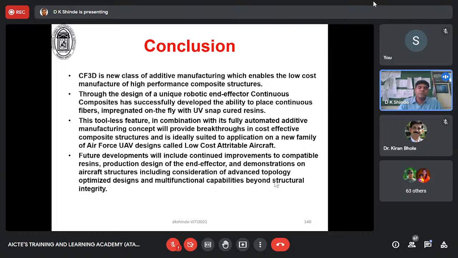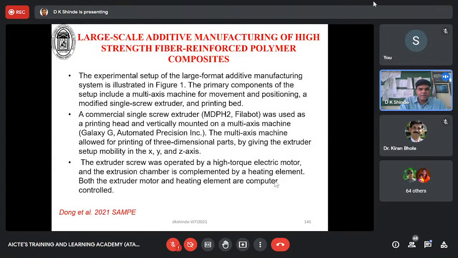like India is also doing the Udan. They can also think about this kind of manufacturing of low size or low capacity aircraft. Future development will continue on what kind of resin, then the product and end effectors, how we can develop those and optimize those parameters and processing, demonstrating those multi-functional capabilities in the structural integrity.